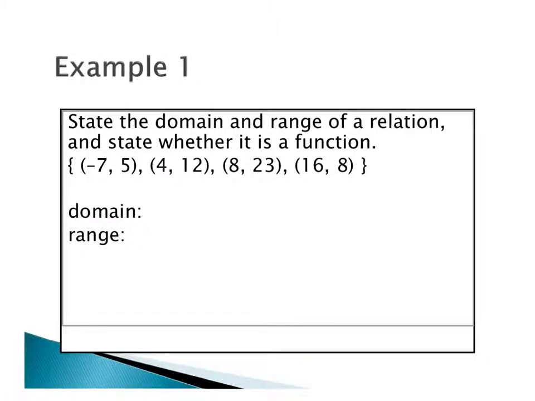In this first example, we're going to state the domain and range of the relation, and then we're going to state whether it is a function or not. So let's focus on the first part, domain. Remember, our domain, those are the x's. The range, that's our y's. Let's write it in numerical order as well. So we're just going to write down our x values. That's all we have to do for domain. So we start with our least and go up to our greatest. -7 is the smallest number. Then we have 4, 8, and 16. Excellent. And then our range, our y values.